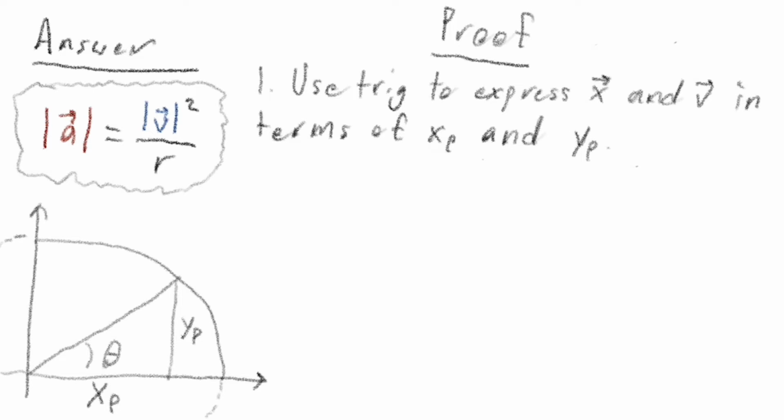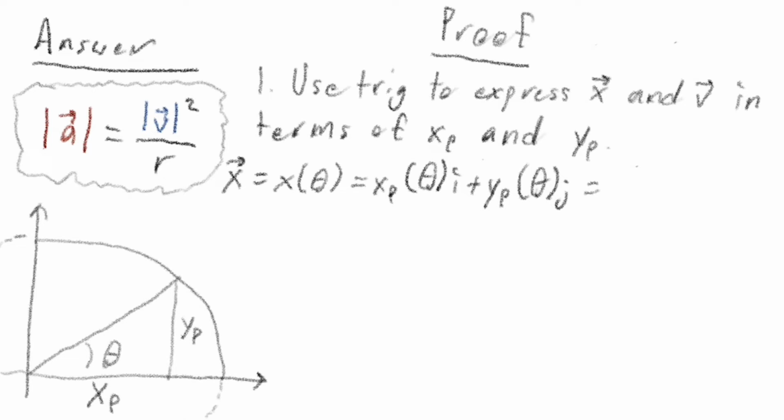Now let's express the vector x that represents the position of the particle in terms of two components. One is how the x component of the vector is changing with theta, and the other is how the y component of the vector is changing with theta. Expressing it this way will make deriving v easy.